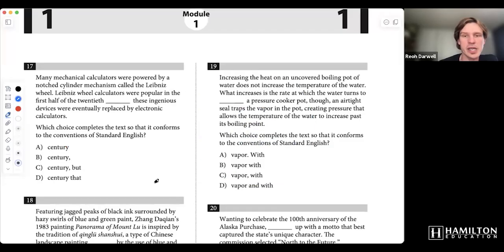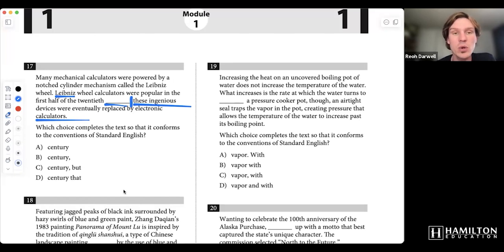All right, so 17, we have something of a punctuation question. We are asked, how do we combine two independent clauses? All right, so from "these ingenious" to "calculators" is an independent clause. It means it could be its own sentence. And then from "Leibniz" to "century" could also be its own sentence, meaning it's also an independent clause.